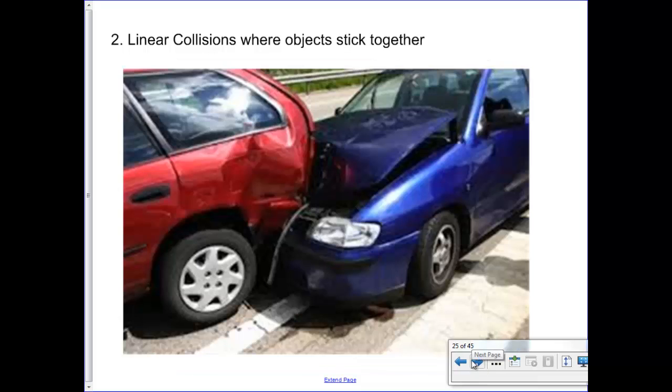Another type of question is a linear collision where objects stick together. Imagine that you get rear-ended in a car crash. Car 1 is right here, car 2 is right here. One car rear-ends the other car, but they stick together and keep going forward a little bit. Does that make sense, the difference there? In the pool ball example, one thing hits the other one and they bounce off each other. In this one, one thing hits the other one and they collectively go forward as one object, all squished together.